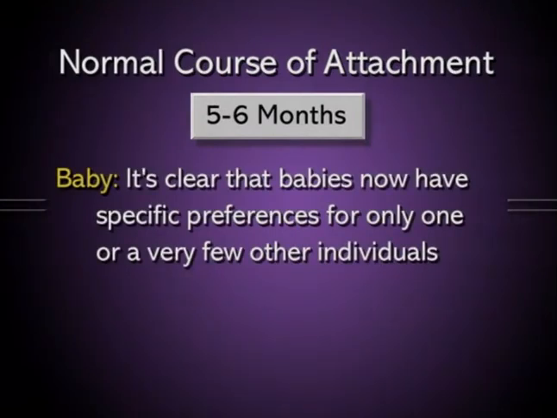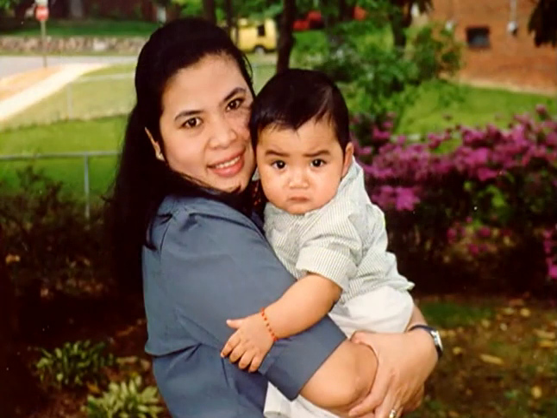At about 5 to 6 months, it's clear that babies now have specific preferences for only one or a very few other individuals. You could say they really have attached. They prefer you and they don't prefer you. And at 5 to 6 months you see that. And of course mothers tend to like that too. They've already said, I can't live without this baby.